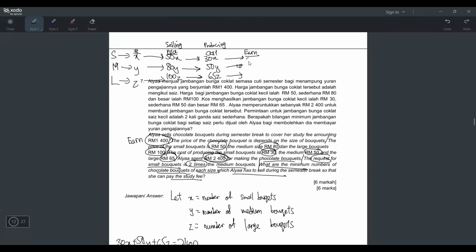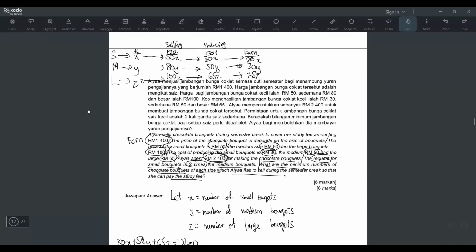So 50 minus 30 is 20x. 80y minus 50y is 30y. 100z minus 65z is 35z. So this is the total earnings. Understand, right? Why do I have to minus? Because when you sell some stuff, let's say you sell for 5 ringgit, you don't earn 5 ringgit back, because you spent some money to buy it at first, right? So let's say you spend 3 ringgit to buy it, but you sell for 5 ringgit, but your earning is only 2 ringgit. That's why you have to take 5 minus 3, right? So it's the same concept here.